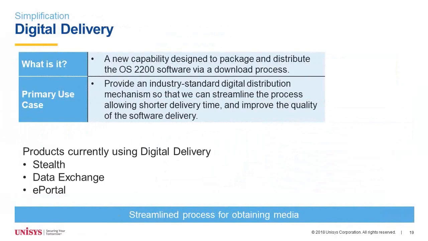New with Release 18.0, clients will receive the software they are entitled to in the form of a digital download via the Unisys Download Center, or UDC. Our goal is to provide clients with an industry-standard, streamlined process for digitally obtaining their media while allowing for a shorter delivery time. ClearPath OS 2200 software is not the first Unisys product to utilize the Unisys Download Center, but it does bring with it a redesigned user interface for the UDC. When this capability is made available with Release 18, this delivery mechanism will apply to all Release 17 orders as well.